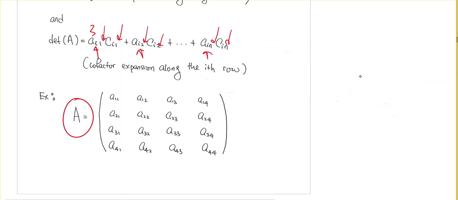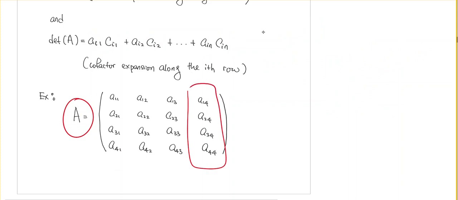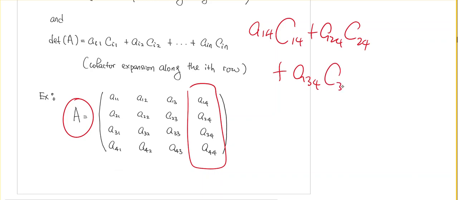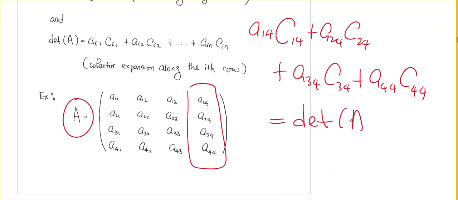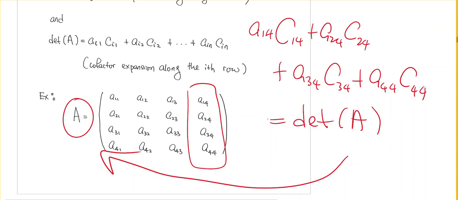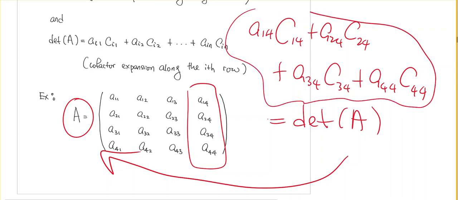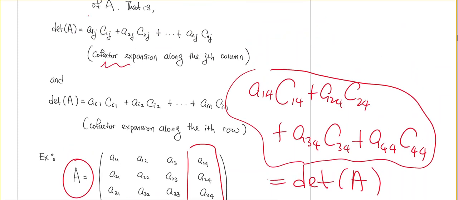So let's pick a column. Let's say we look at the fourth column. If you take A14 multiply C14 plus A24 multiply C24 plus A34 multiply C34 plus A44 multiply C44, you will get a value. That value is called the determinant of this matrix A, and we say that this is the cofactor expansion along column number 4. So this is cofactor expansion along the fourth column.